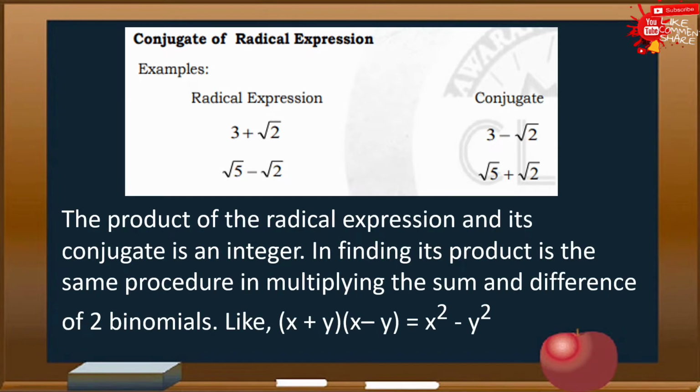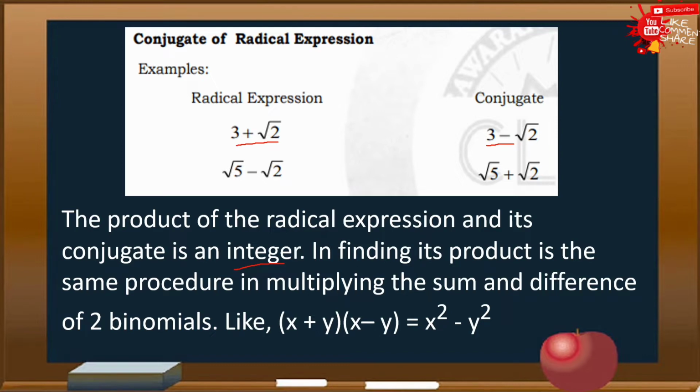The product of the radical expression and its conjugate is an integer. So, inuulit ko, ang product ng radical expression at conjugate is an integer. In finding its product is the same procedure in multiplying the sum and difference of two binomials. Like, x plus y times x minus y equals x squared minus y squared.